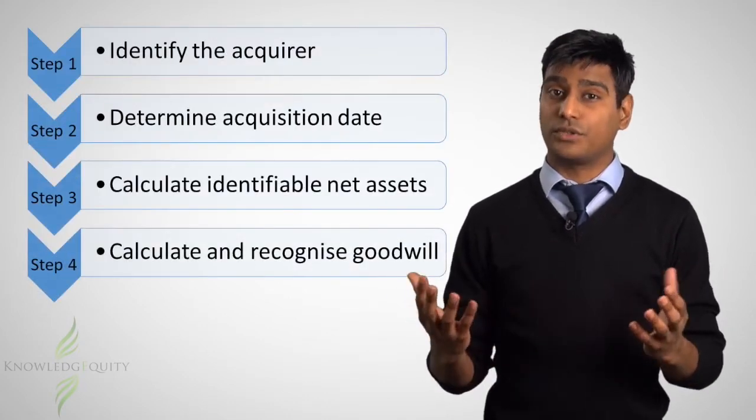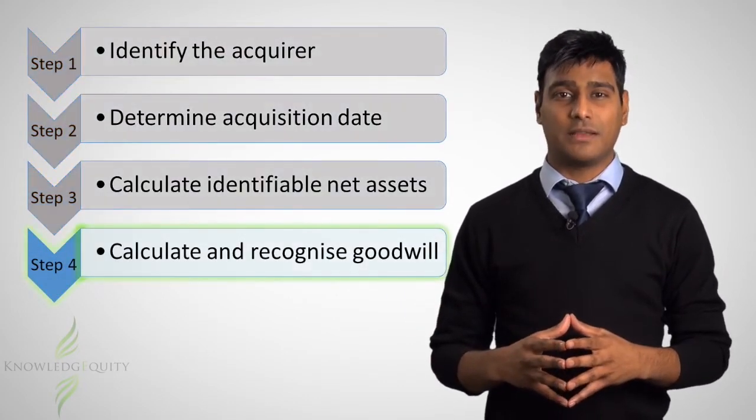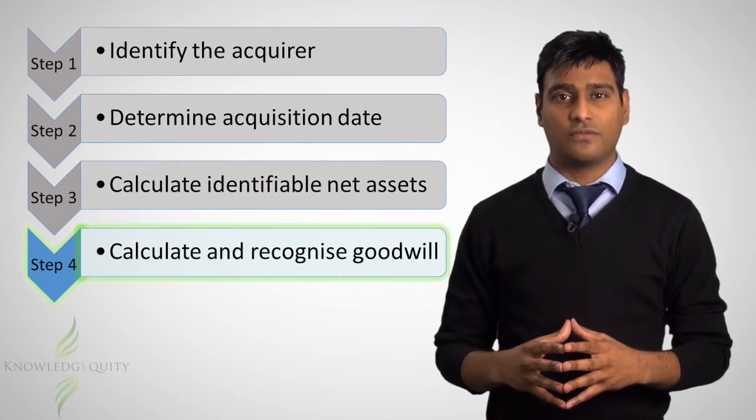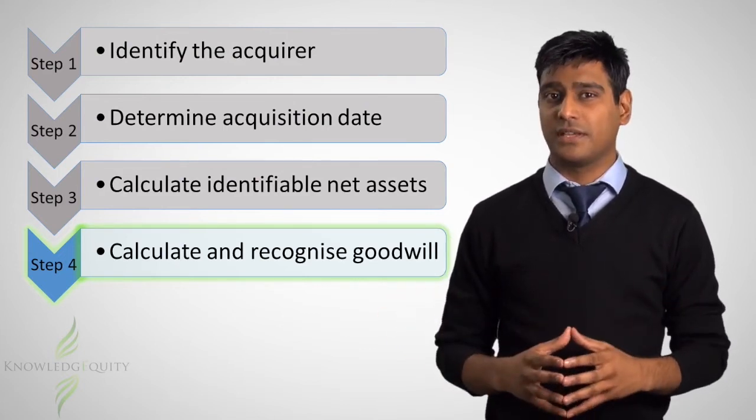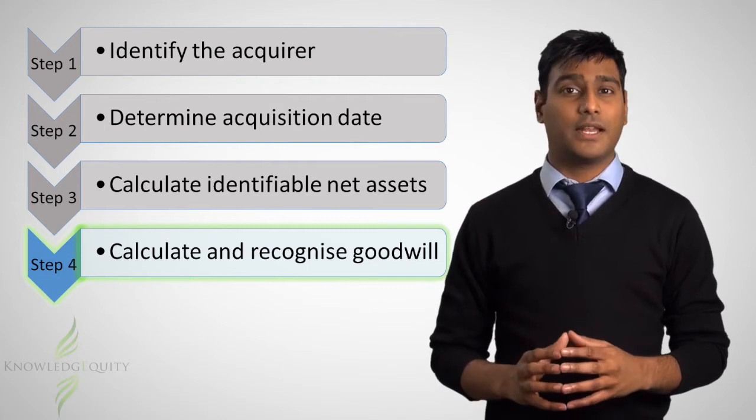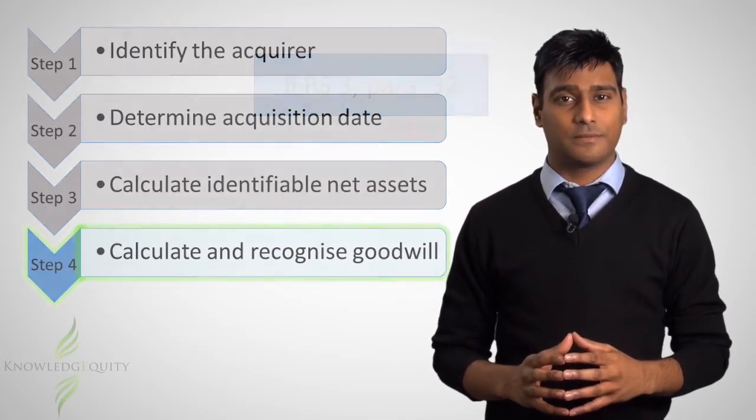IFRS 3 requires the acquisition method to be applied to all business combinations. The acquisition method consists of 4 steps. The 4th step is the calculation and recognition of goodwill or bargain purchase. It is in this step that consideration becomes important.